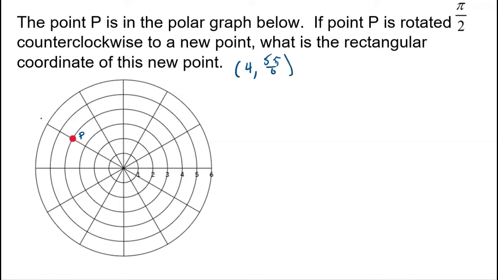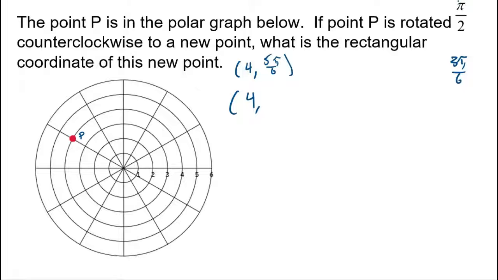Okay, so they want me to take this point and they want me to rotate it pi over 2. So when I rotate it, it's still going to have an r value of 4. That's not going to change. But they want me to rotate it pi over 2. Now I'm going to convert pi over 2 to 3 pi over 6. That way since my point is at 5 pi over 6, I want to have that common denominator.